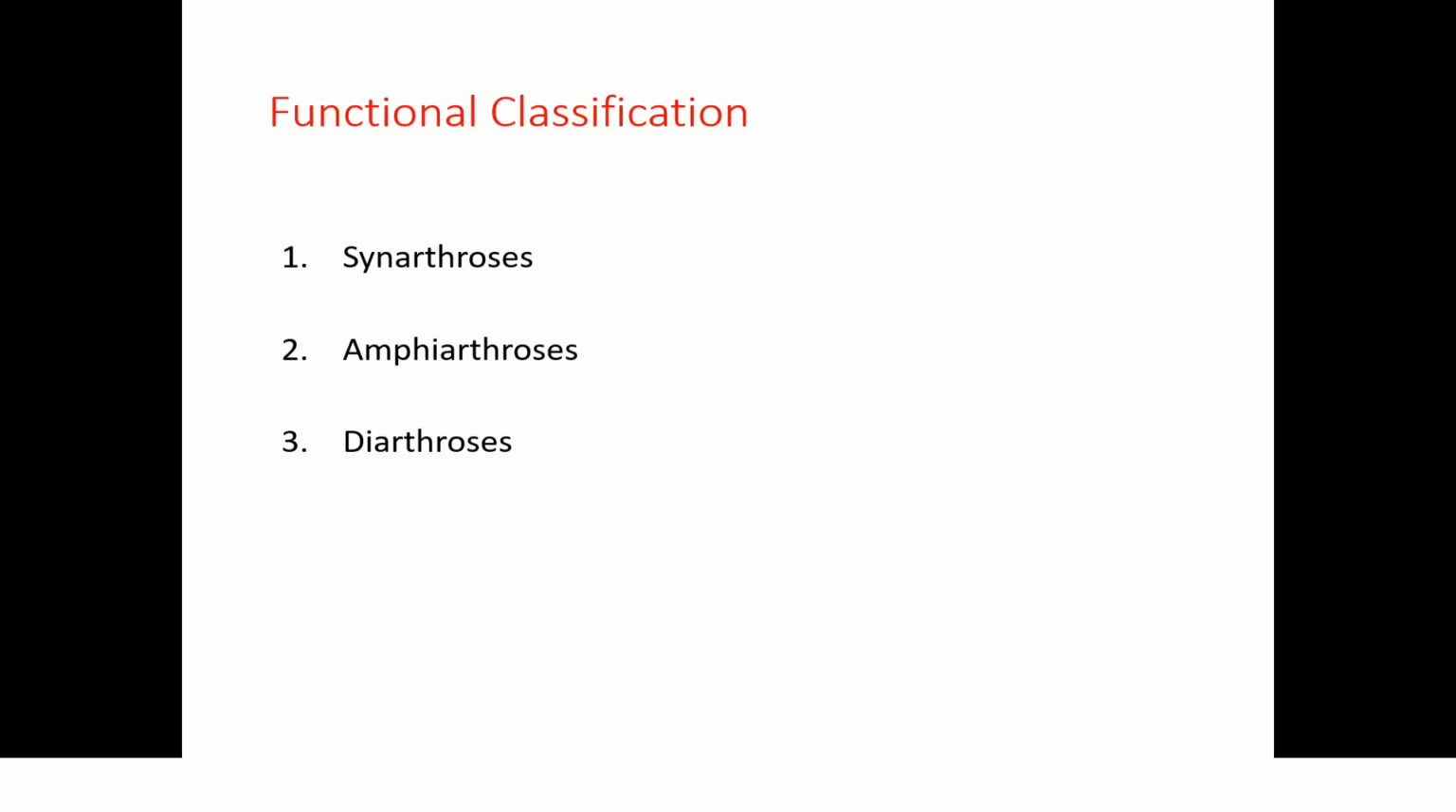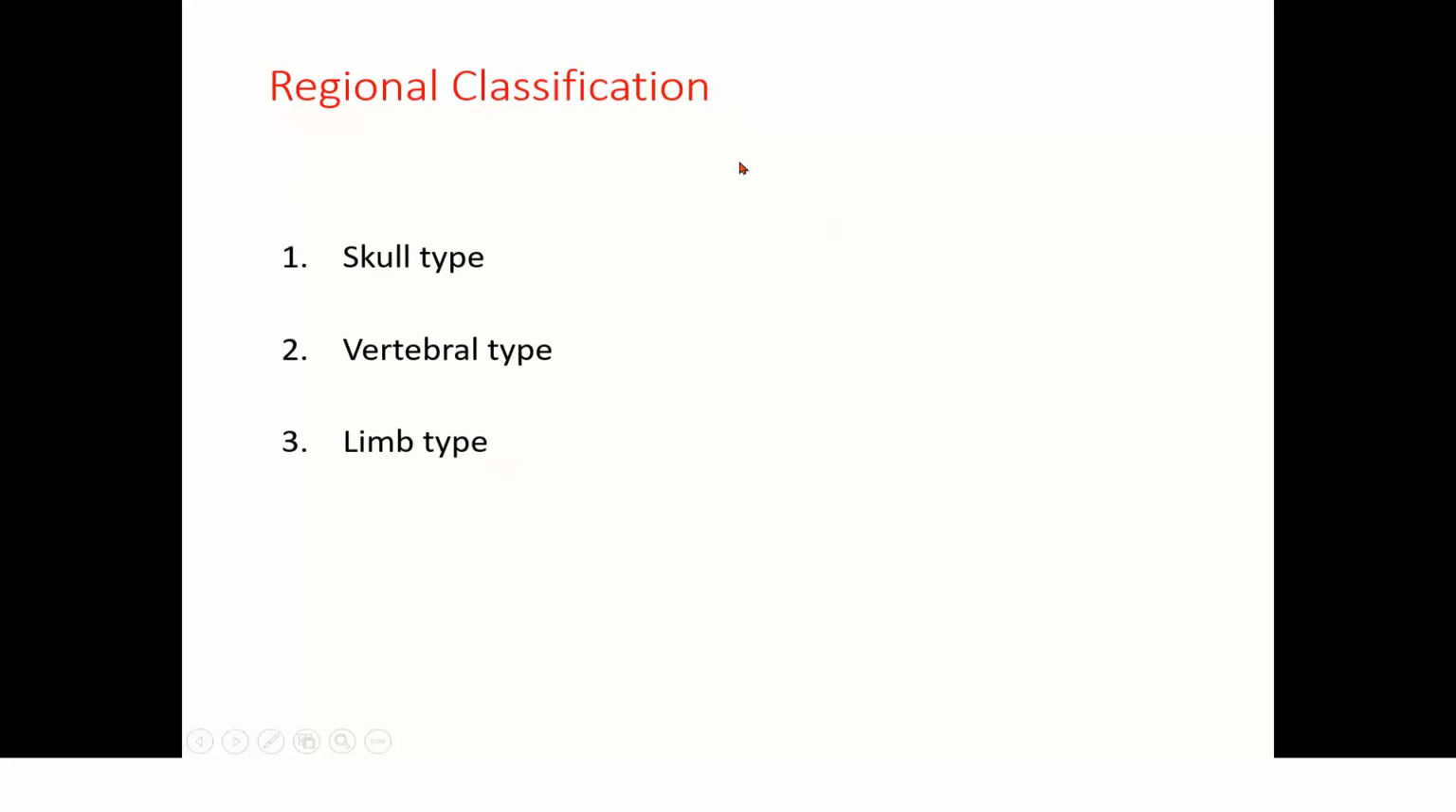Now functional classification. The function of a joint is movement. Depending on that, there are three types. Synarthrosis, there is no movement. Amphiarthrosis, there is slight movement. Diarthrosis, these are the typical synovial joints where there is complete or free movement. Next, regional classification: skull type, vertebral type, limb type. We use this very rarely.